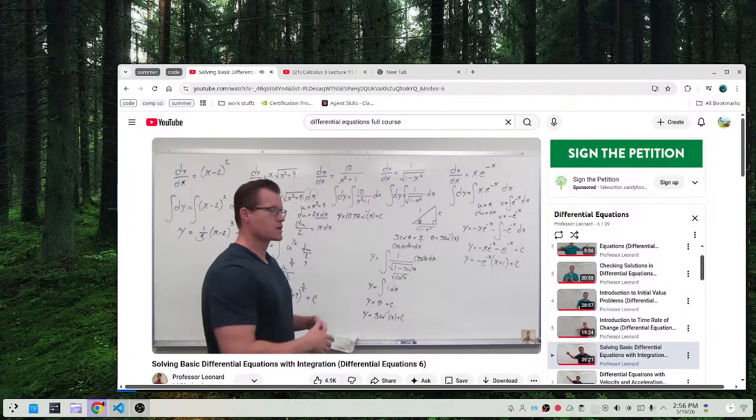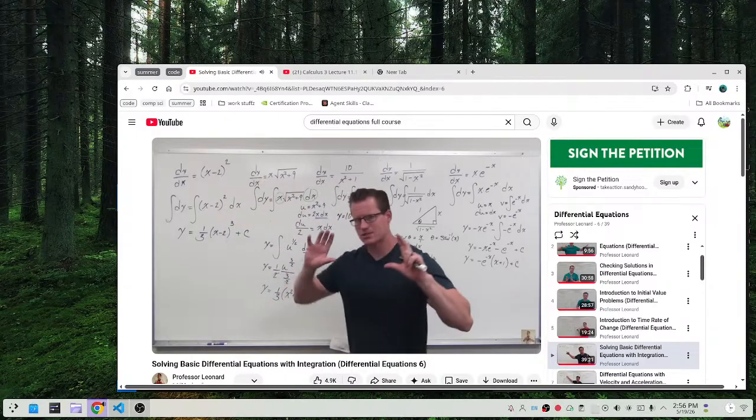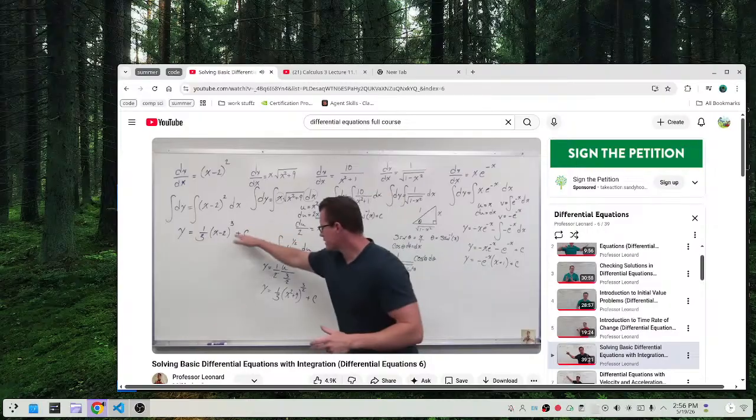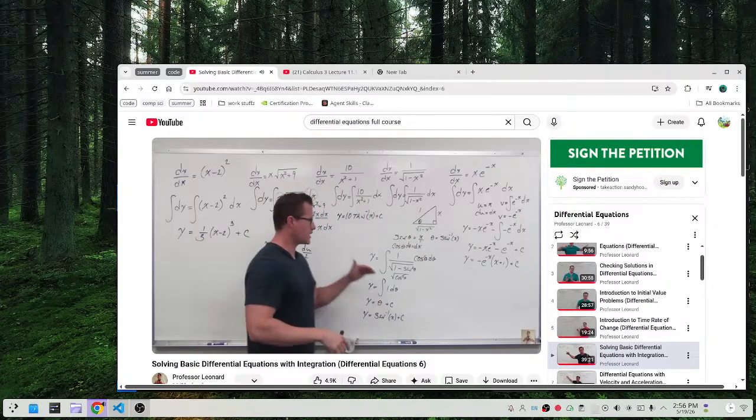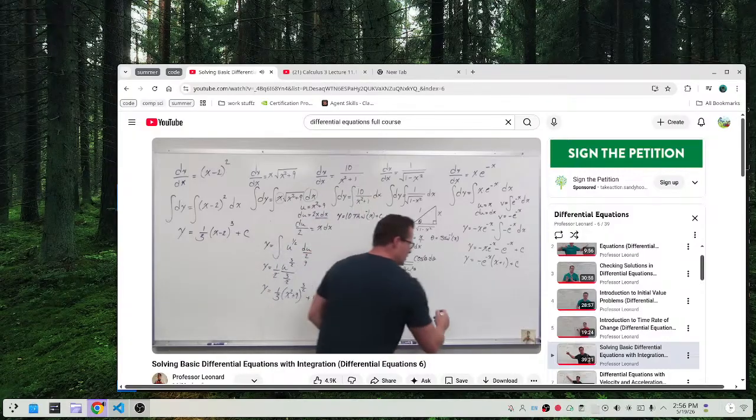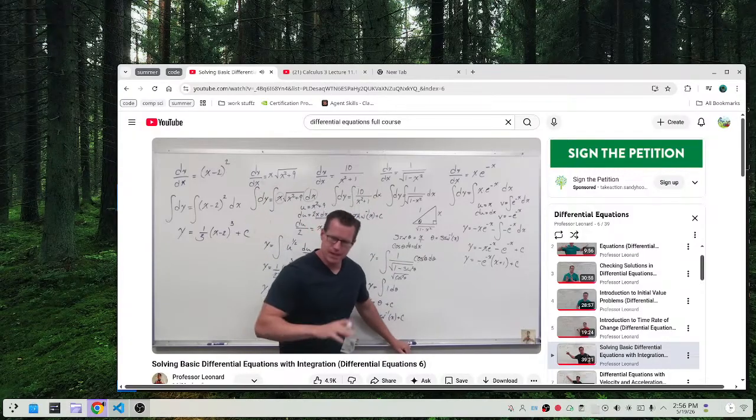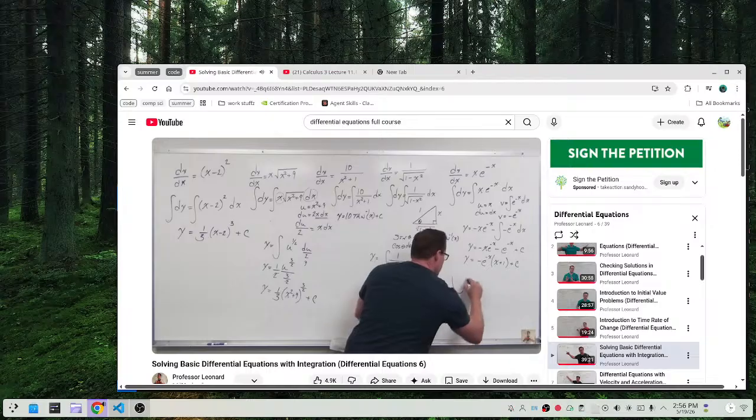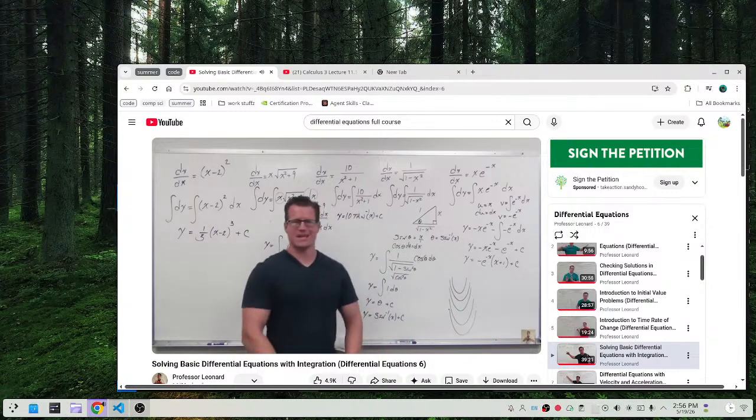Just for us to practice. So what's important for you guys to grasp right now is that all of these solutions are general solutions. They all have a plus c. They're all creating this, I'm just going to pretend they're all parabolas. I know they're not. But we create this family of curves. It's infinite.